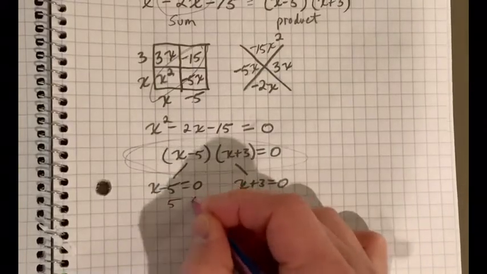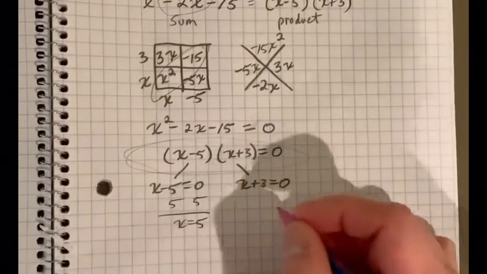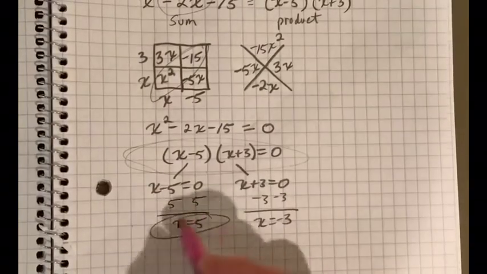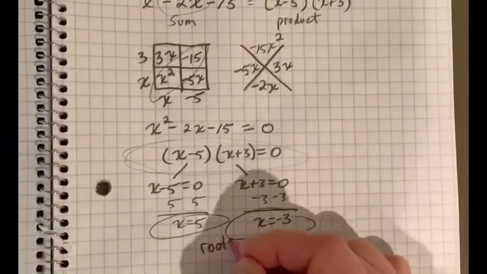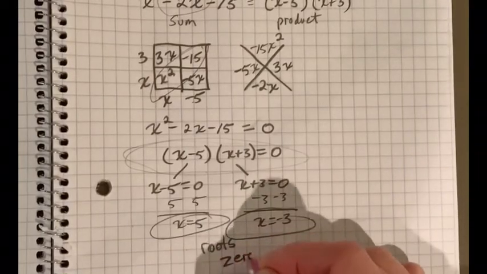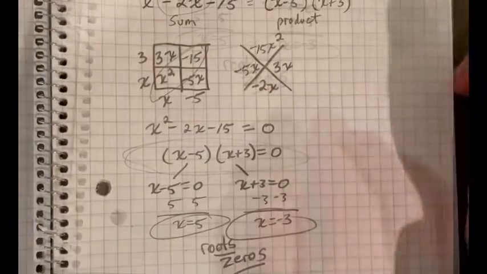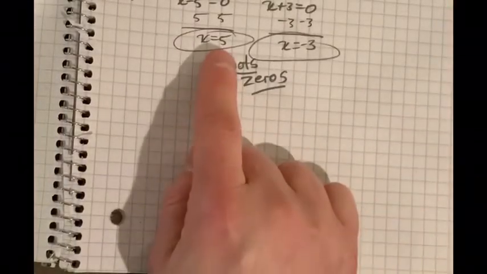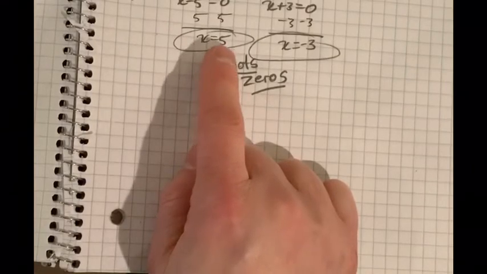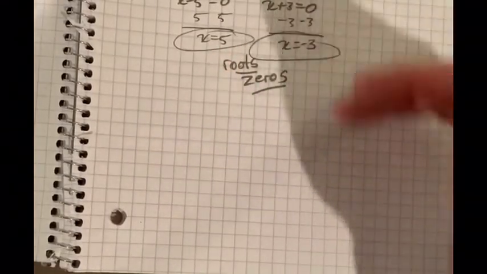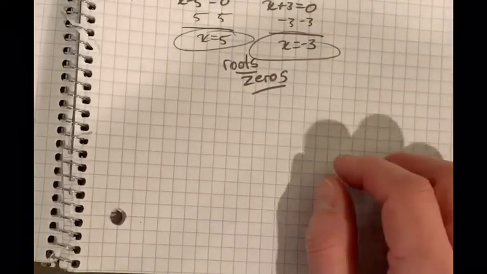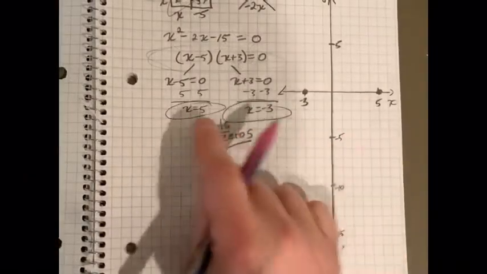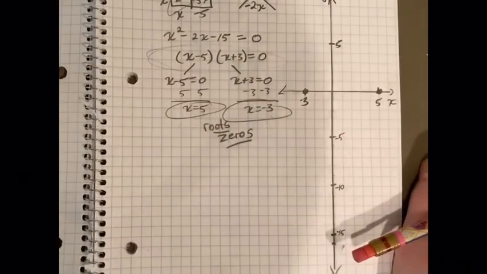Well, obviously, if we add this 5 over here, we get x equals 5. If we subtract 3 over here, we get x equals negative 3. And these are what we refer to as the roots, also referred to as the zeros of our quadratic. Here, I'm going to quickly make a graph, going to at least 5 on the x-axis, and past negative 16 on the y-axis, for reasons which I'll explain in a moment.